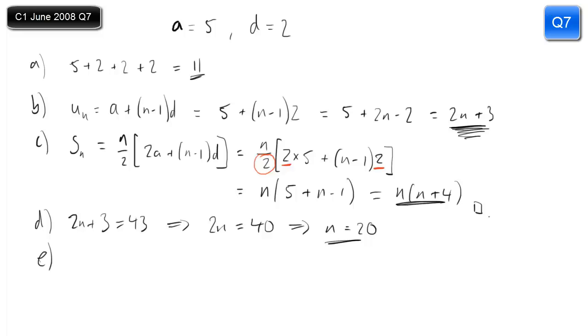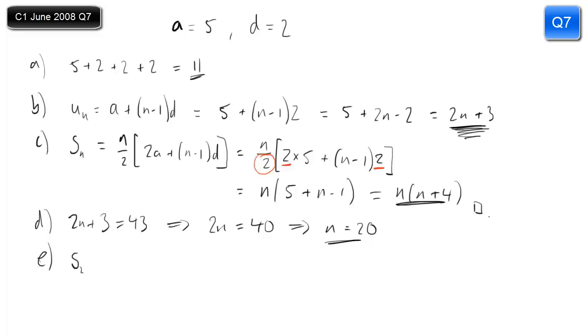Last of all, the total distance that she runs on Saturdays in n weeks of training. Well, this question is slightly ambiguous because it refers to n weeks of training, which is a general term. What it really means is the n that you just found out, that particular value of n. So it wants the sum for the first 20 weeks.